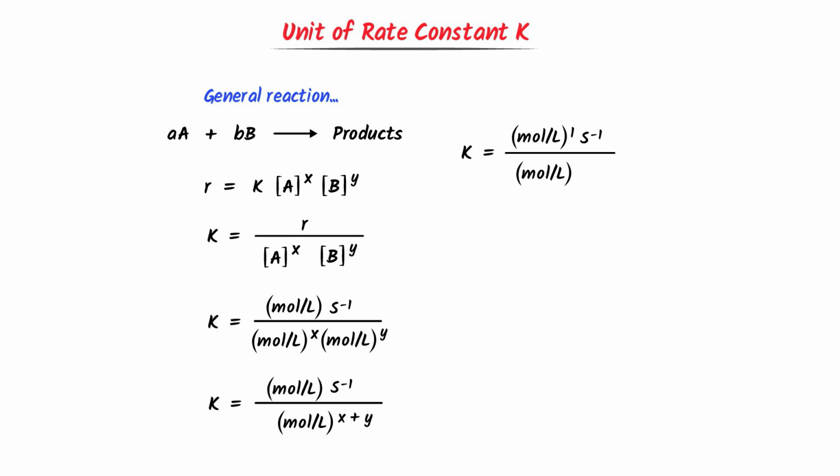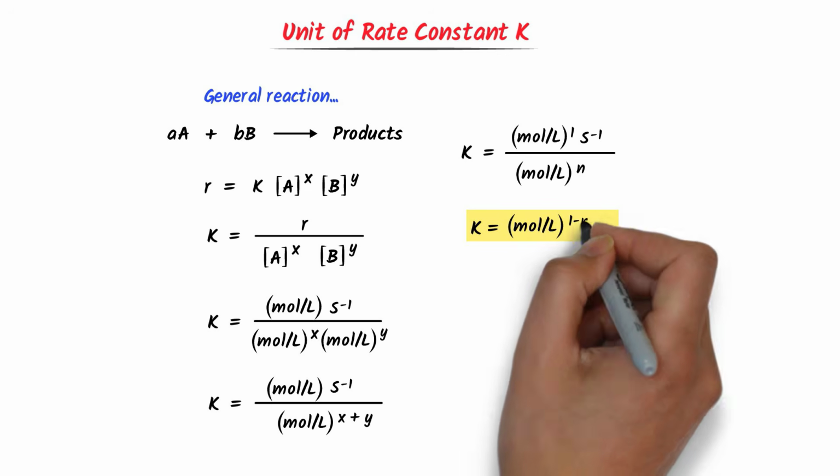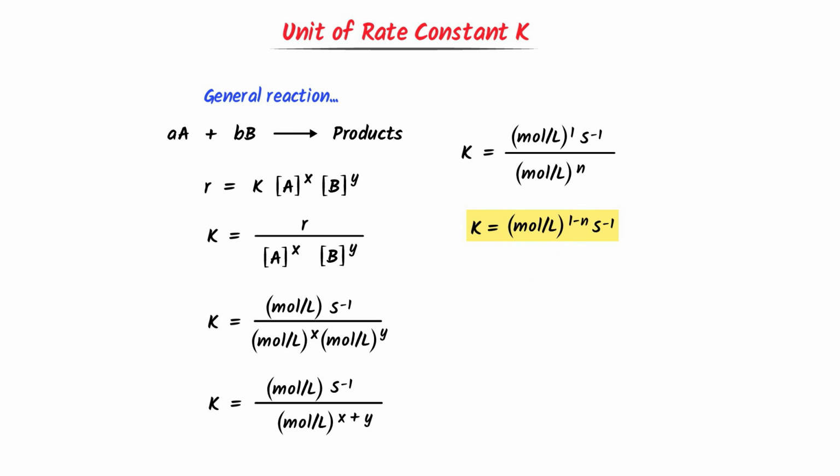Upon mole per liter, we know that x plus y is equal to n. I write here n. This mole per liter and mole per liter have the same base. I write k is equal to (mole per liter) raised to the power 1 minus n per second. This is the unit of rate constant or velocity constant. You must memorize this unit because we will play with it during numerical problems.